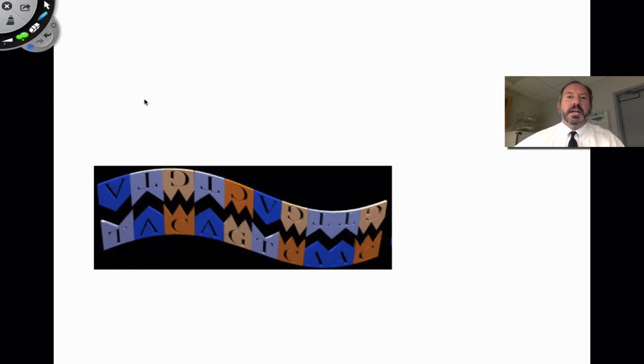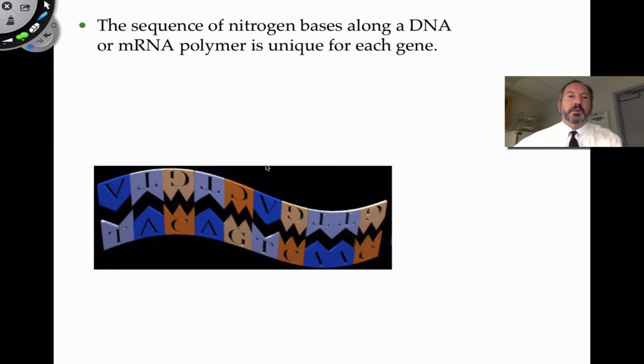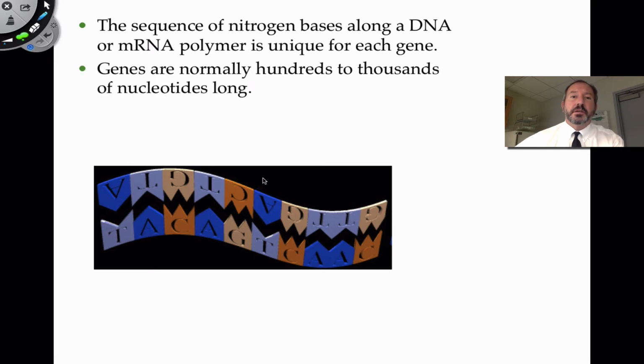So it became clear to biologists that the genetic code is the sequence of nitrogen bases along DNA. And then ultimately, that same sequence of nitrogen bases needs to be transcribed into the messenger RNA, and that's unique, and that's going to be the recipe for proteins. And so genes are hundreds to thousands of nucleotides long, because proteins are very long as well in terms of their amino acids.